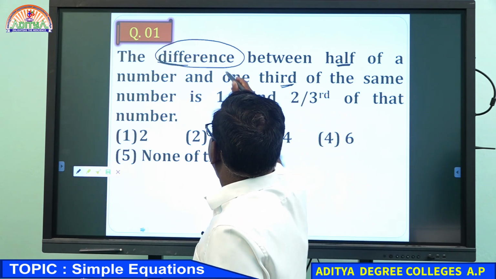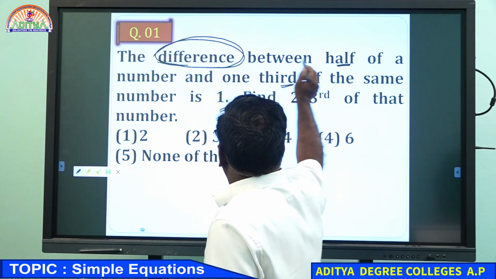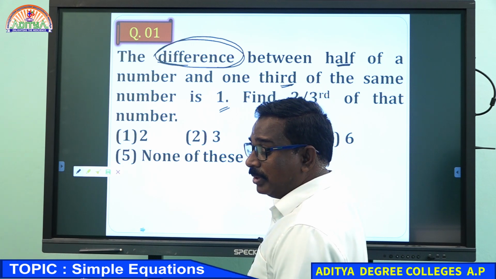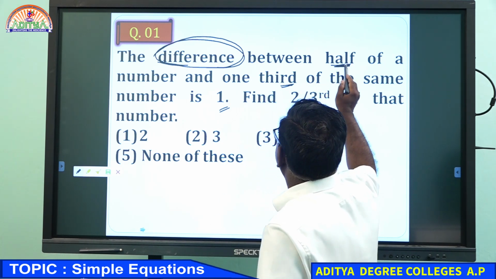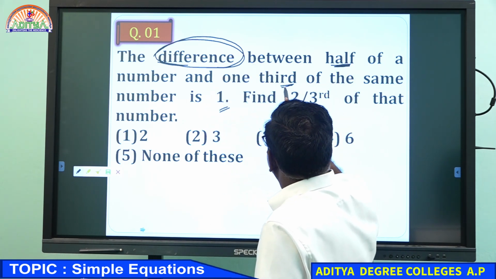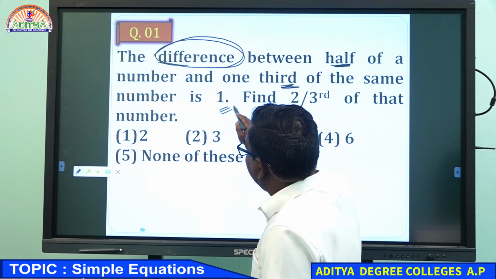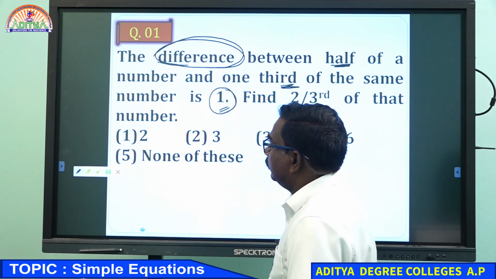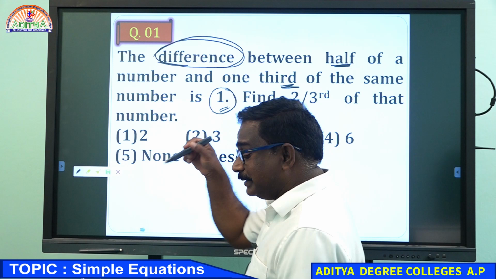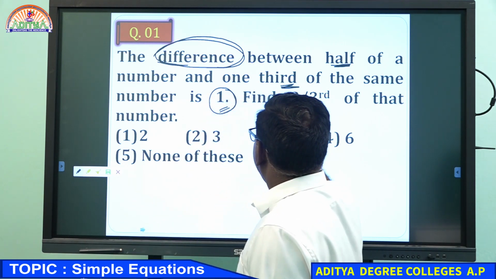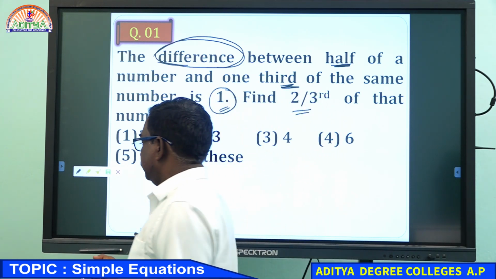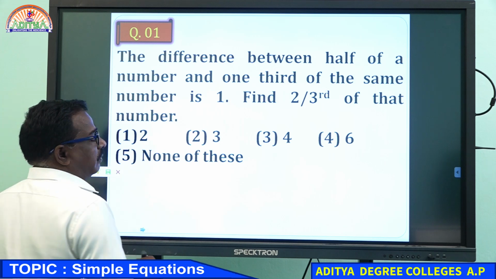The difference between half of that number and 1/3 of the same number is equal to 1. Now he is asking, in that same number, what is 2/3 of that number?